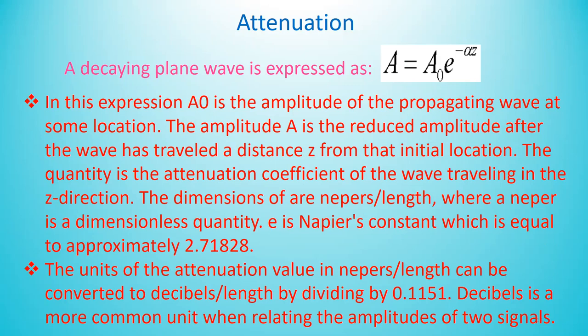The dimensions are nepers per length, where a neper is a dimensionless quantity, e being a constant equal to approximately 2.71828. The units of attenuation value, nepers per length, can be converted to decibels per length by dividing by 0.1151. Decibels is a more common unit when relating the amplitudes of two signals.